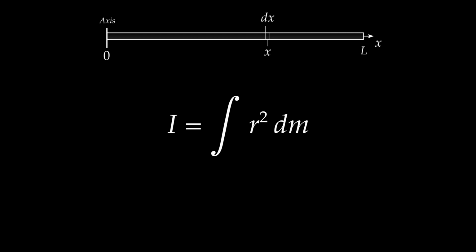Because I can certainly take a rod and rotate it about its center, but I can also take a rod and rotate it about its end. The moment of inertia of a uniform rod about its end. Perhaps we'd rather call it Susan.